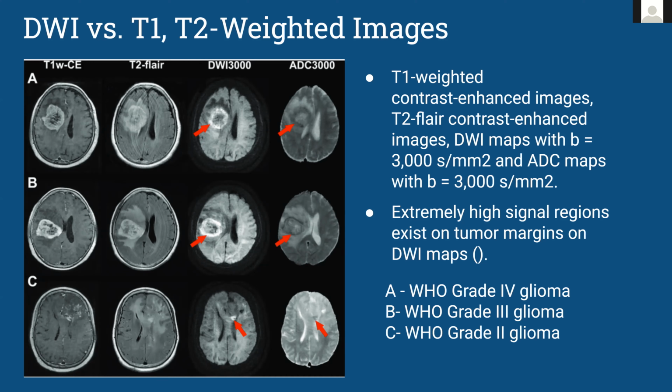This is denoted by the red arrows that mark the regions of high signal intensities. And so this can give you potential information about the cellularity of the tumor. And this has been used typically in medical practice to grade the tumors.